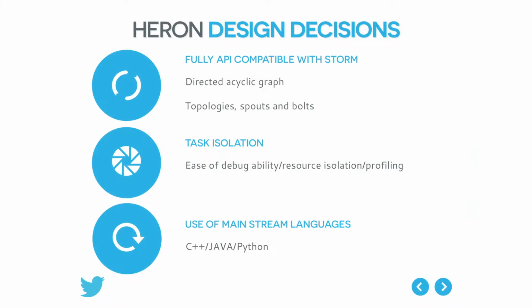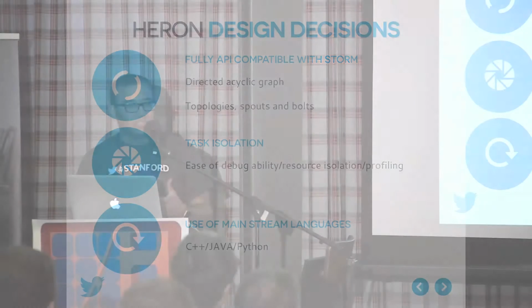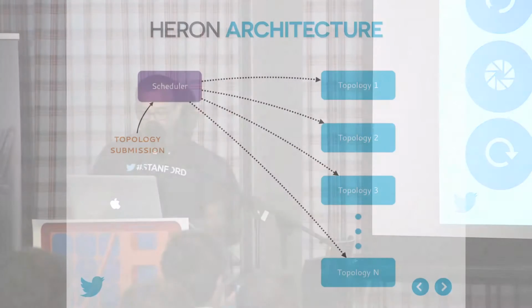The second aspect was task isolation. We wanted each of the spouts and bolts to run in a task or process of its own, so that you have the ability to do profiling, resource isolation, and all the various other aspects that come along with it. Finally, we used mainstream languages, which are C++, Java and Python. Because Storm was written in Clojure, we did not have enough tools for that language to make development as fast as we could. Hence we resorted to writing some of the critical components in these mainstream languages.